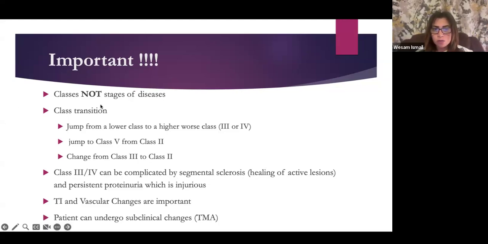So cases can jump from a lower class to a higher, worse class. The patient could be class 2, or a class 5, and then jump up and become class 3 or class 4.